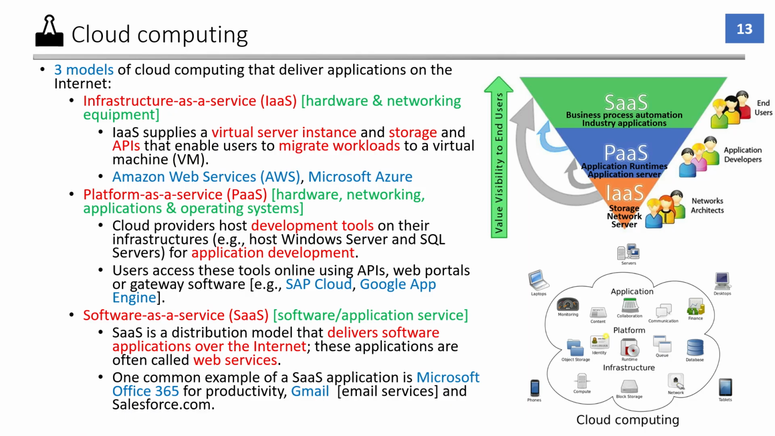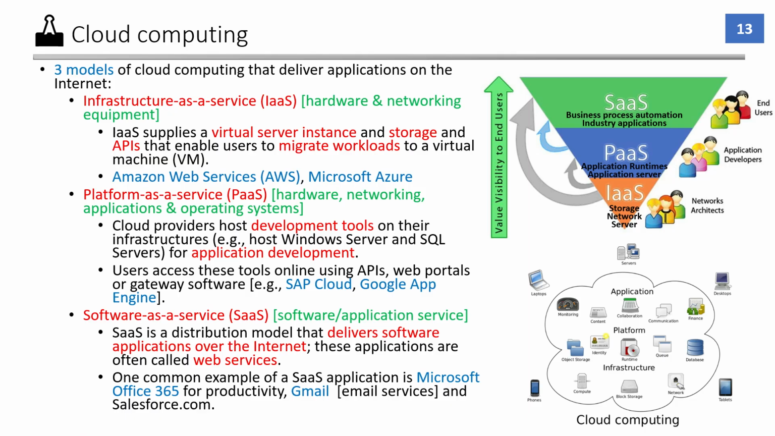The second model is Platform as a Service, or PaaS. Here, the cloud provider supplies not only hardware and networking, but also the operating system and development tools. This allows developers to focus on building applications without worrying about system setup. Examples include Google App Engine and SAP Cloud.